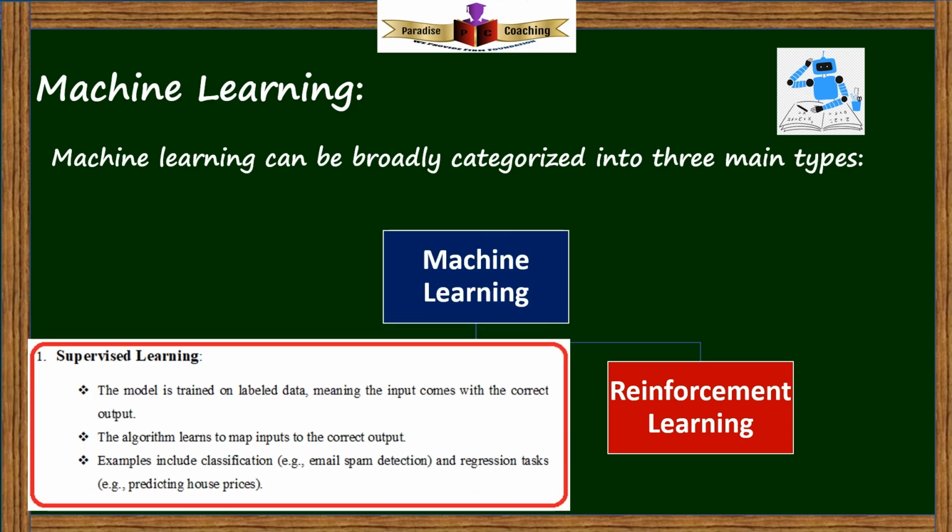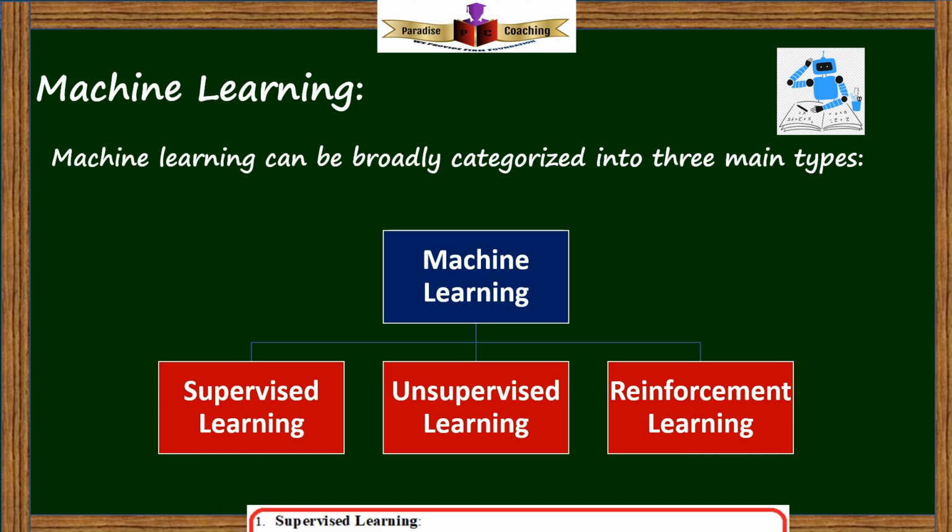One. Supervised learning. The model is trained on labeled data, meaning the input comes with the correct output. The algorithm learns to map inputs to the correct output. Examples include classification, for example, email spam detection, and regression tasks, for example, predicting house prices.